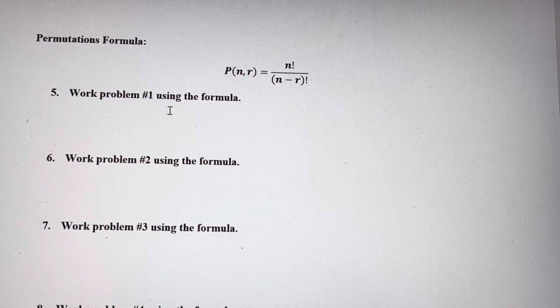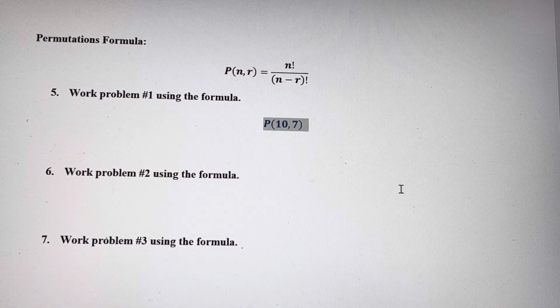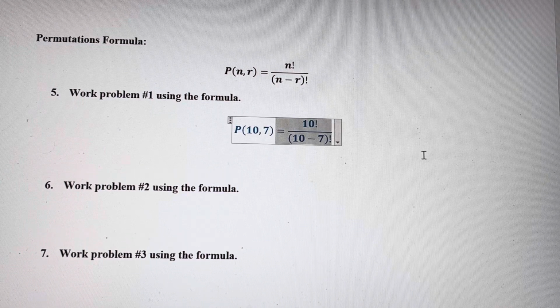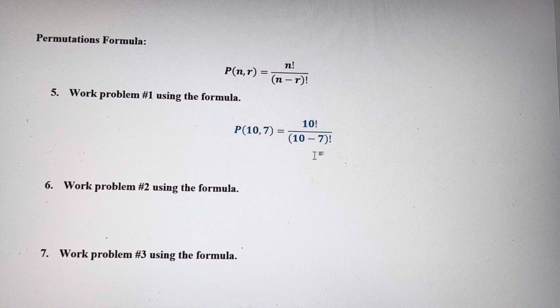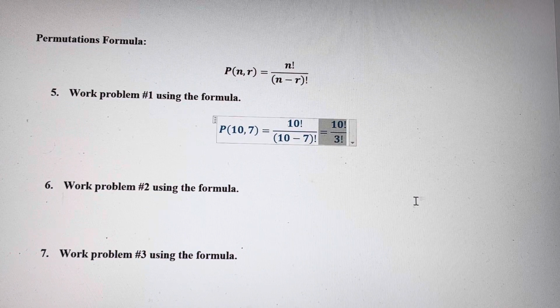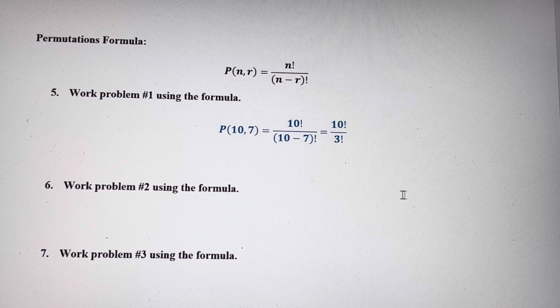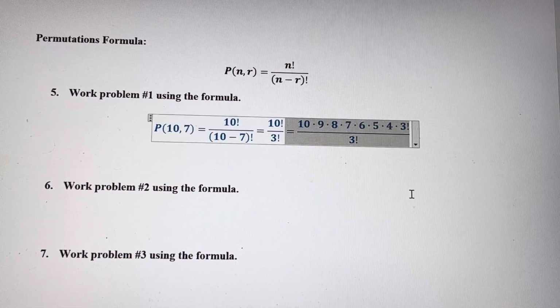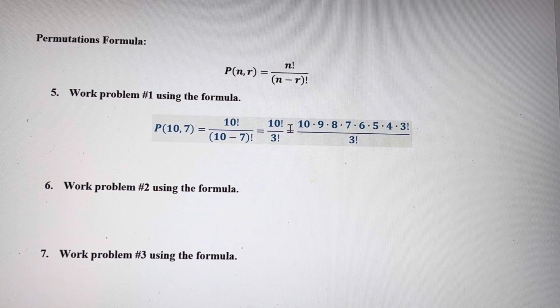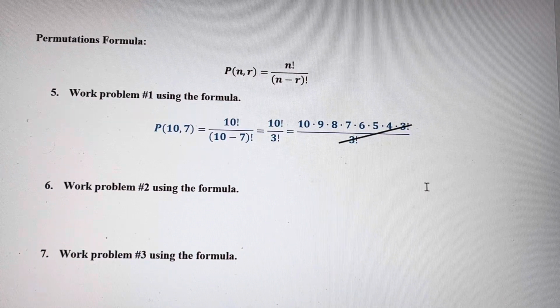So we're going to redo number 1 using the formula. Remember, in number 1, we had 10 objects, and we were grouping or arranging 7 of those. So when I plug that into the formula, I've got 10 factorial over 10 minus 7 factorial. So that's 10 factorial over 3 factorial. Remember, we simplified these in class recently. I want to rewrite 10 factorial as 10 times 9 all the way down to 3 factorial, so that those 3 factorials can cancel out.